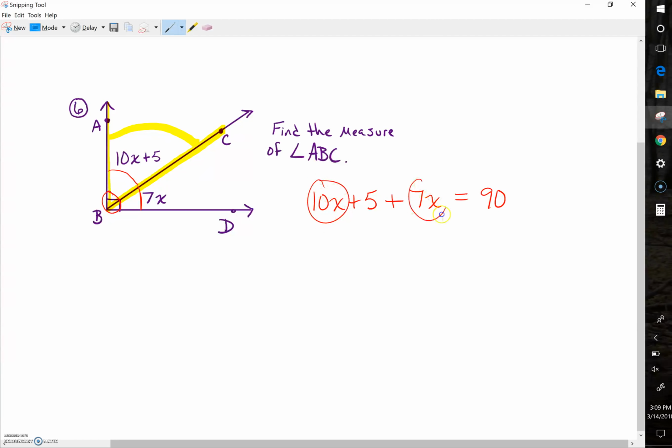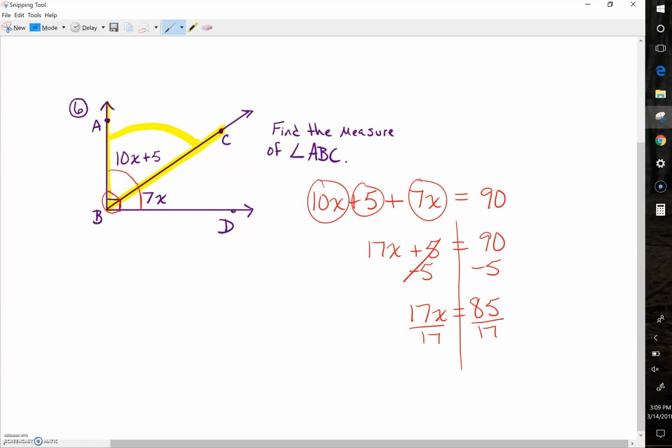Again, combine like terms. 7x and 10x is 17x, and then plus 5 equals 90. Now we have a solvable equation. We're going to take away 5 on each side. That'll leave us with 17x equals 85. We'll divide by 17 now on both sides, as you always have to do with an equation. And x equals 85 divided by 17 is 5.